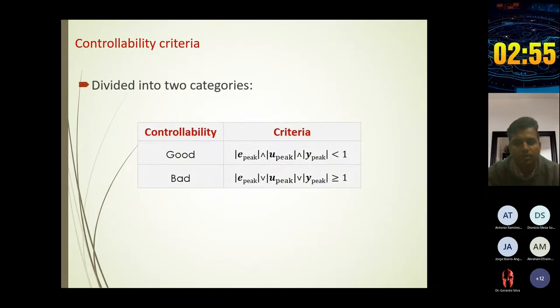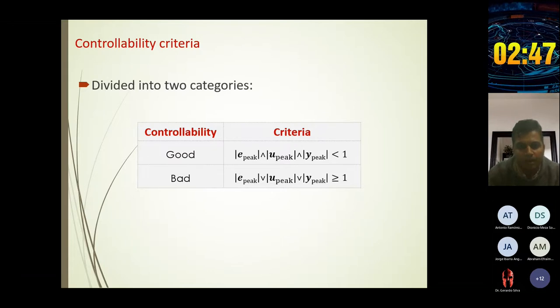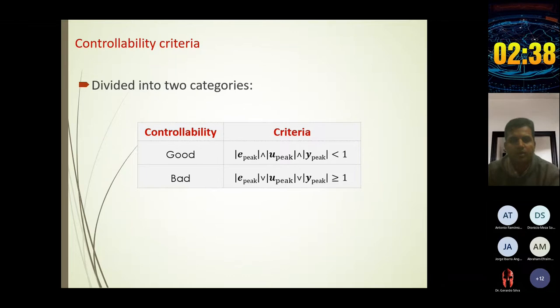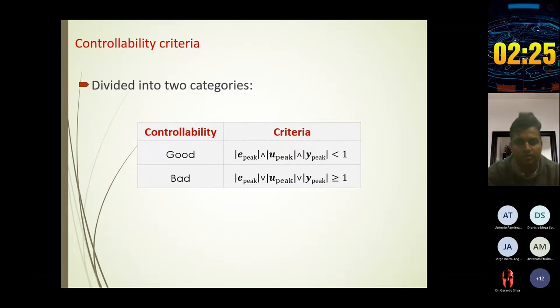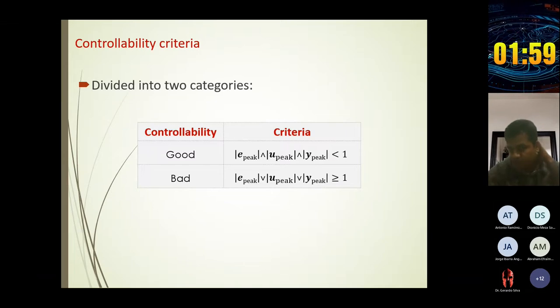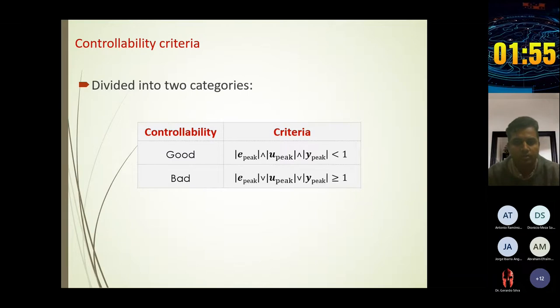Once again, to give the idea clearly: the controllability will be considered good if the peak magnitude of the error, the peak magnitude of the control input, and the peak magnitude of the output are all limited to a value less than 1. Then we could say that the criterion represents good controllability. This is conjoined with an AND operator in between. The bad controllability represents the vice versa case. If any of these signals exceeds a magnitude of 1, then it is said to be bad controllability, and they are accumulated with the OR sign.